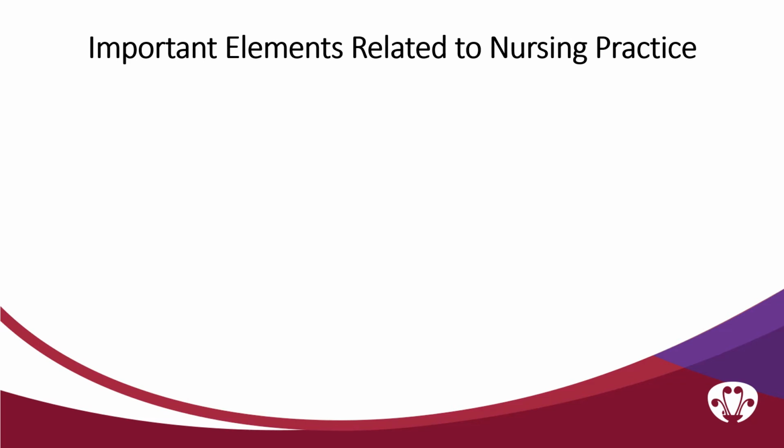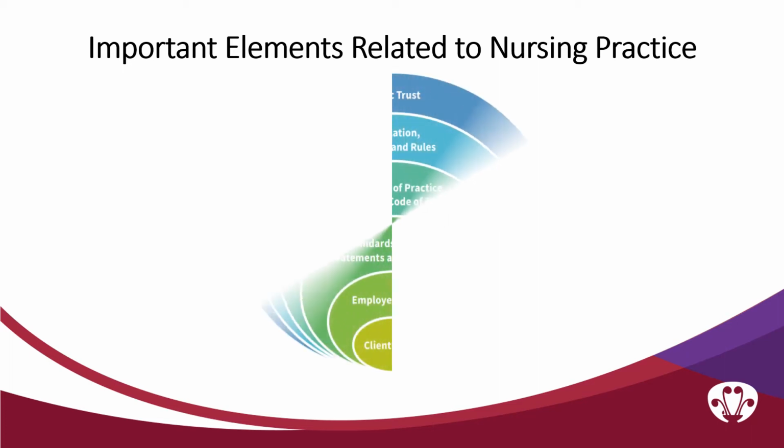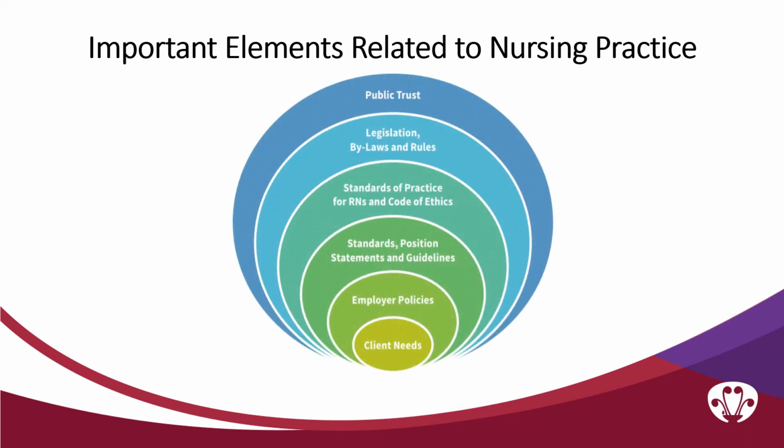What important elements are related to nursing practice? Well, as you can see in this figure, there are many. And the overarching circle is public trust and can be assured and maintained when registered nurses exercise judgment and practice according to all standards and documents represented in this figure to meet the client needs.